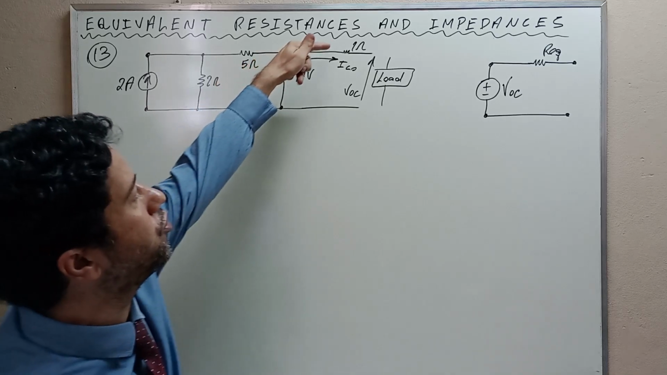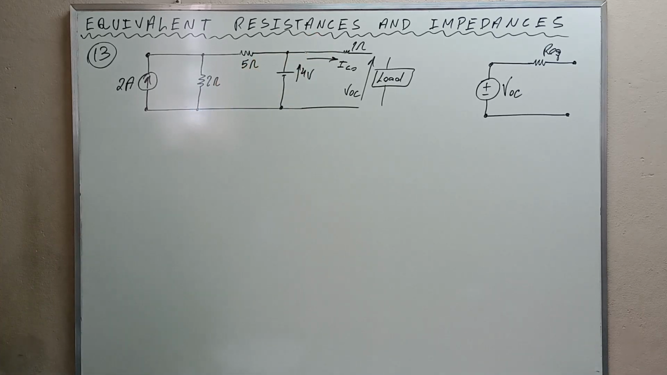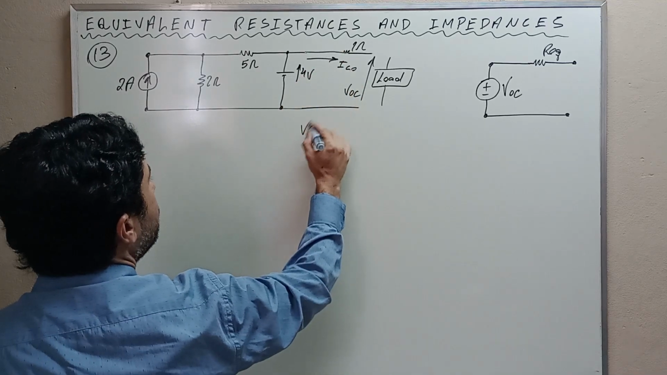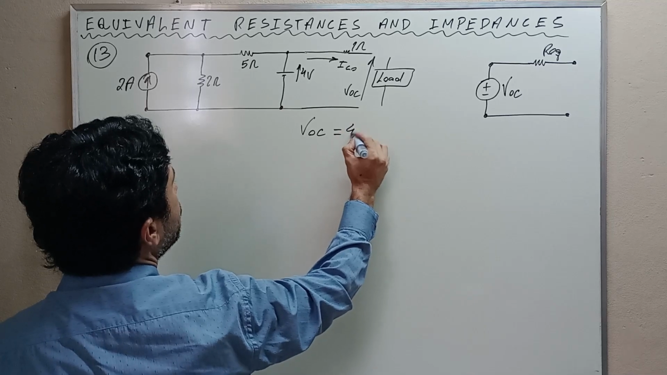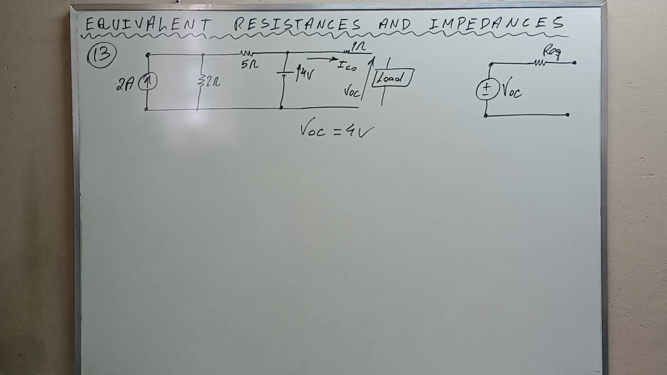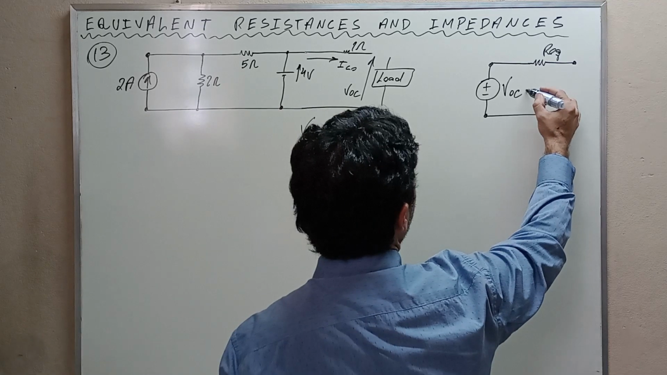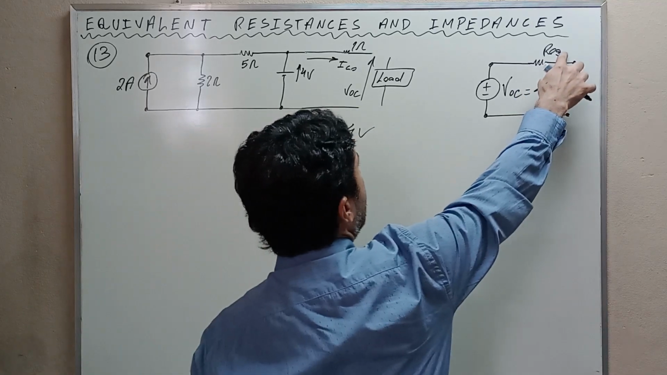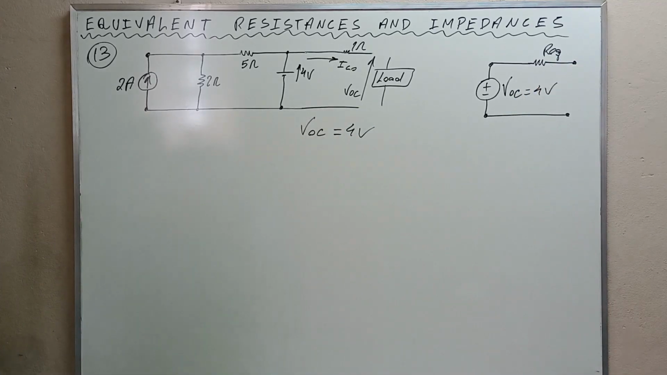Thus, there is no voltage drop across this 1 ohm resistor. We conclude that as there is no voltage drop here, VOC is equal to 4 volts, the voltage of this voltage source. We know this already. 4 volts. We need to calculate the equivalent resistance.